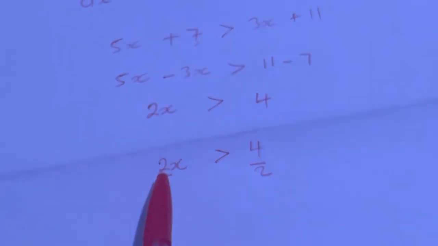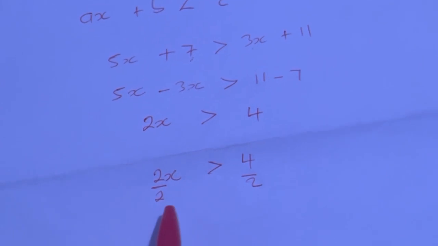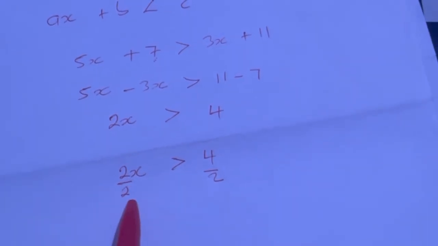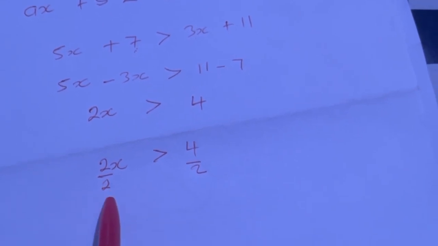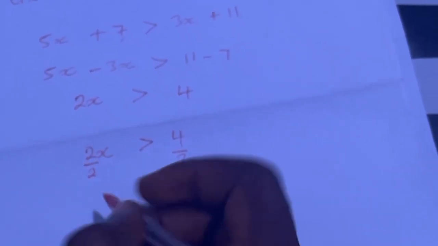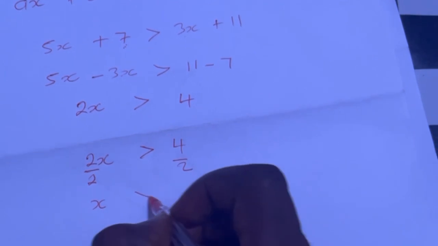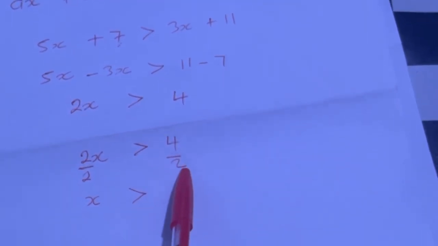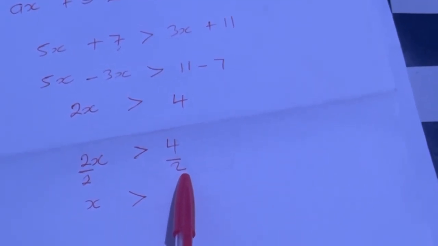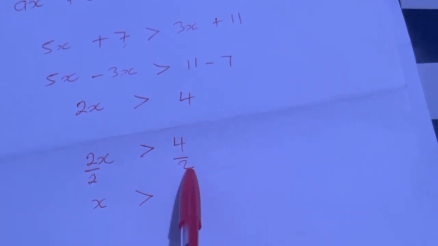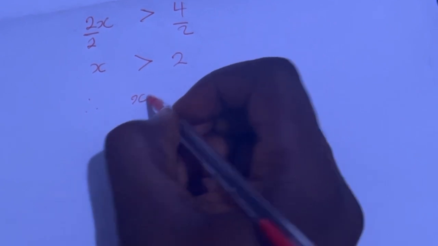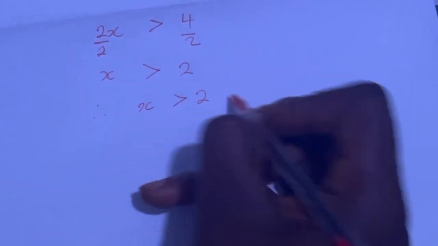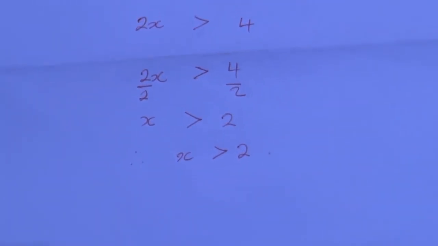Now, 2 over 2 simply means 2 people going to share 2 items, and each person is going to get 1. Now, 1 times x is x, greater than 4 over 2. 2 people going to share 4 items, each one is going to get 2. So therefore, x is greater than 2. Simply, that's all. We're done solving our inequality.